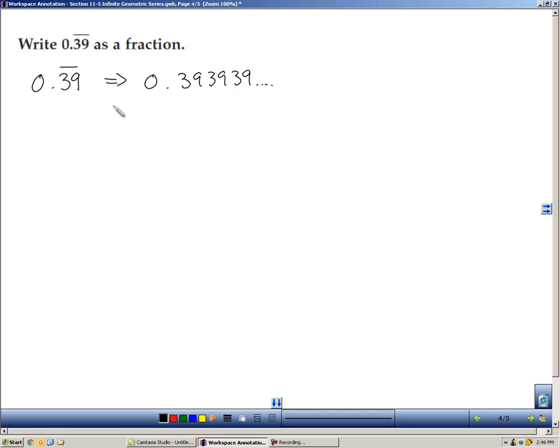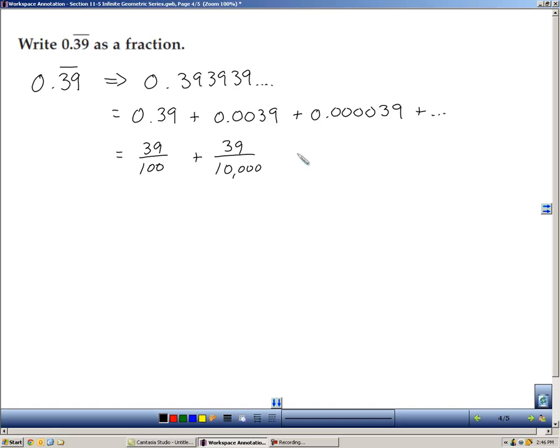Now I'm going to write that a different way as 0.39 plus 0.0039 plus 0.000039, and I could keep going with that. Okay, so if you agree with that and you follow along, now I'm going to take each one of these and write them as a fraction. This is 39 over 100. This is 39 over 10,000. And this one is 39 over 1 million.